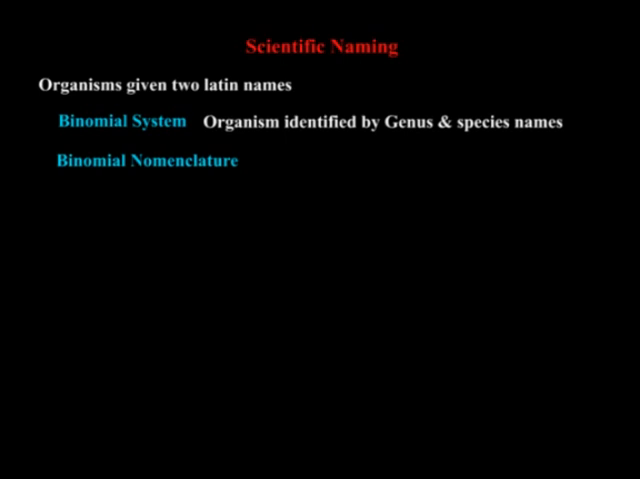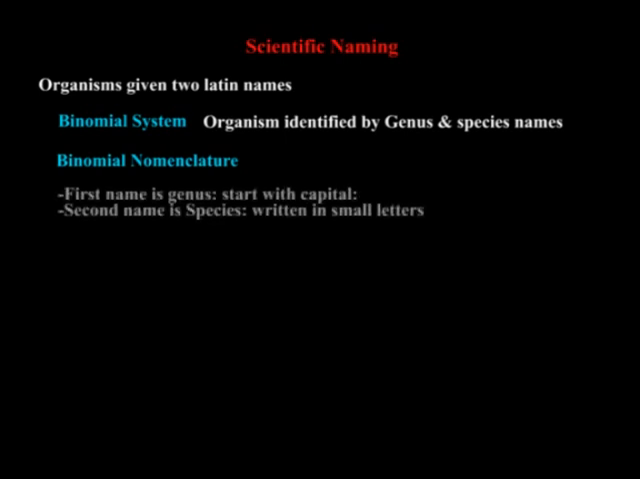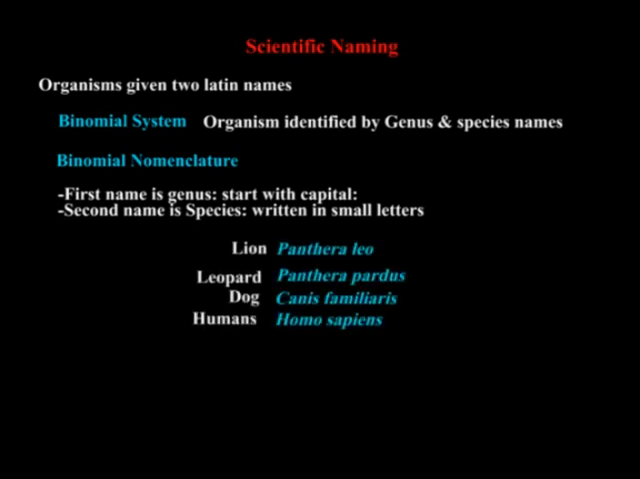The principles of the binomial nomenclature require that, 1. The first part of the scientific name is that of the genus and it should begin with a capital letter, and the second name is that of the species. The species name should be written in small letters. For example, the lion is identified as Panthera leo. Panthera is the genus and leo is the species.